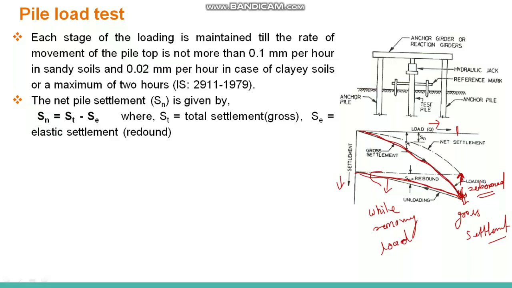Rebound, but this is the value of rebound for this load. Suppose there is a load, suppose one condition. At somewhere else, suppose this is the second point. At the second point, you will see the loading when we have applied some load, so some settlement is there. Then we remove the load. Then you will see at this point the settlement is this one.